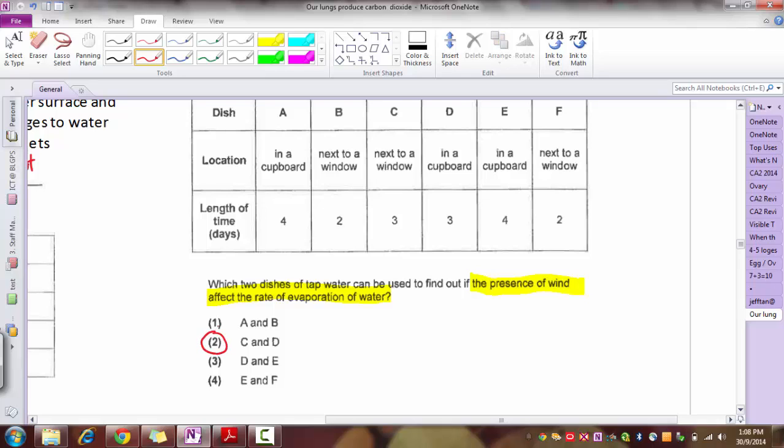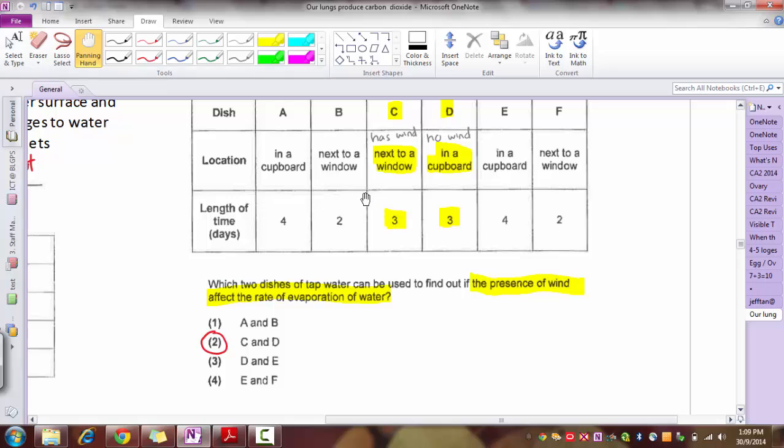Now I'll explain why. So if we look at C and D, location, one is next to a window, one is in a cupboard. So definitely the one in the cupboard has no wind, because you're in a cupboard. Okay, the one next to the window has wind. Now the key here is that both must be left the same number of days, so that it's a fair test.